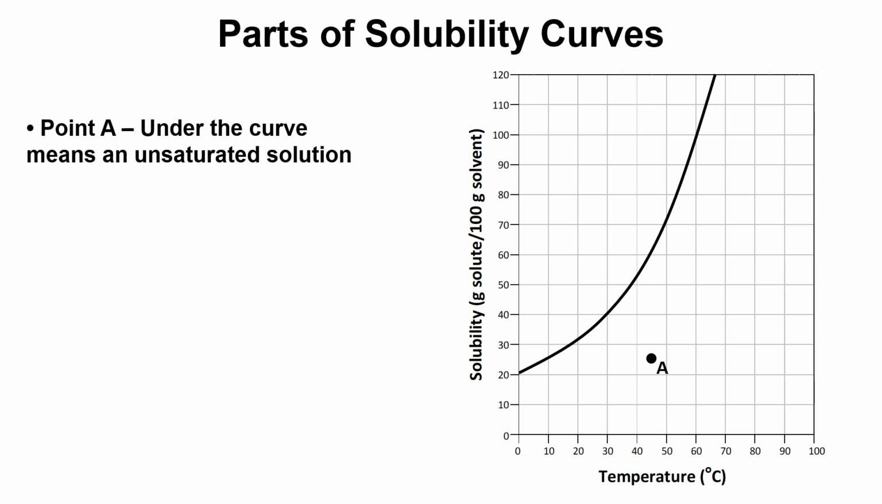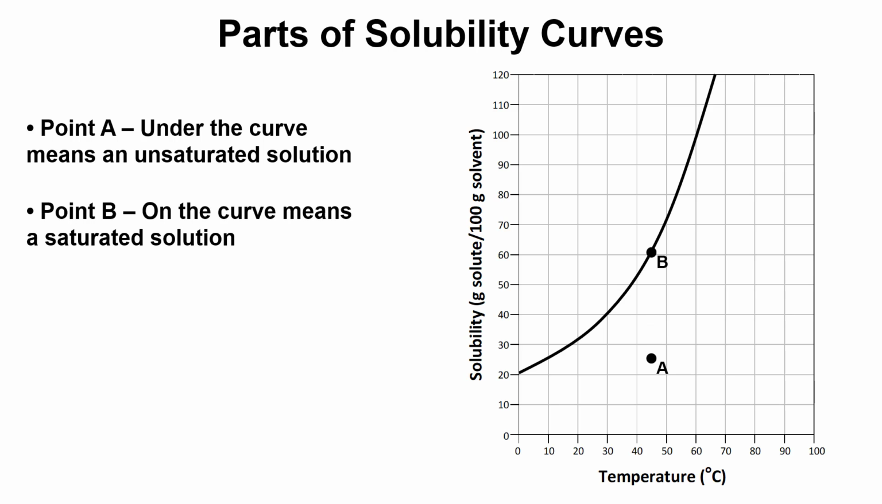First, under the curve means that you have an unsaturated solution. This means that you could add more solute at that particular temperature and still dissolve it in the solvent. It will still dissolve. Now let's say we keep adding more solute to the solvent. We move from point A to point B here. And once you're on the curve, that's saturated. At that temperature, no more solute can enter the solvent and dissolve in it.